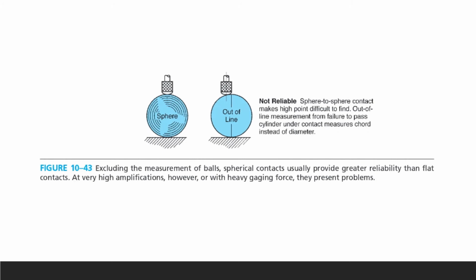Spear to spear contact is not reliable. Here, spear to spear contact makes the high point difficult to find. So out-of-line measurement from failure to pass the cylinder under contact measures a chord instead of the diameter. So here you can see that's your spear to spear contact. We're going to exclude the measurement of balls. A spherical contact usually provides greater reliability than flat contacts. At very high amplification, however, or with heavy gauging force, they present problems.